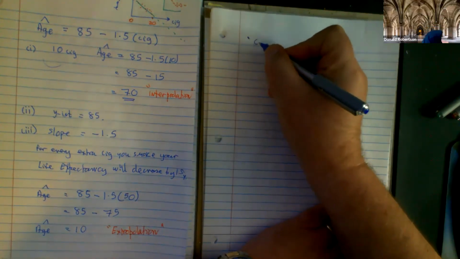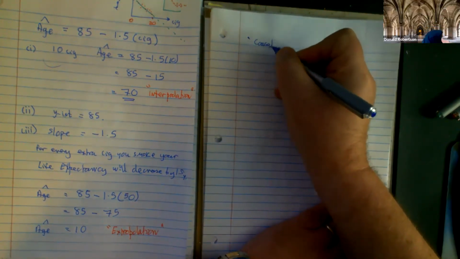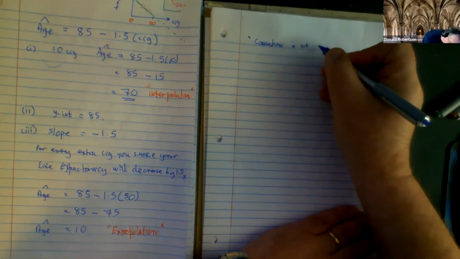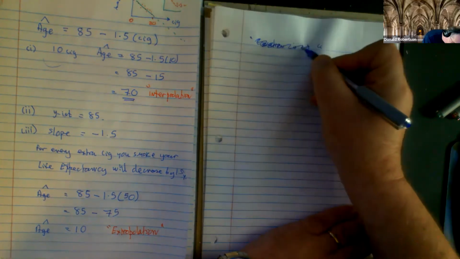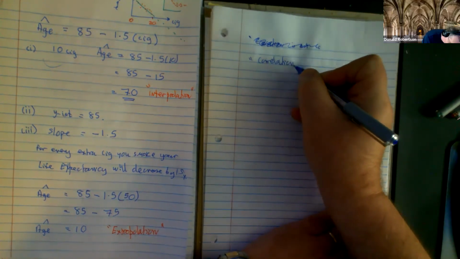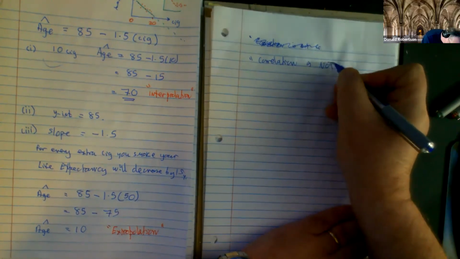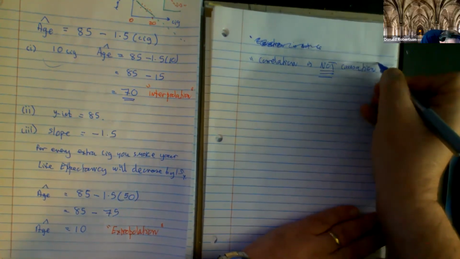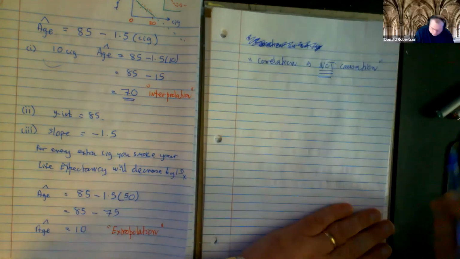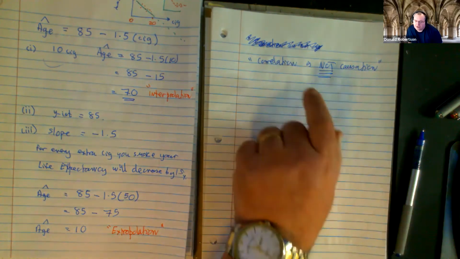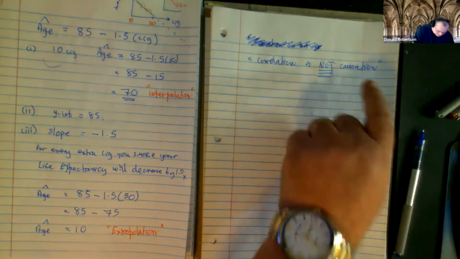The next one is called this. Correlation, there we go, is not causation. This is a phrase that people in statistics use a lot because people do this far too many times. When I say correlation is not the same as causation, let me give you an example.